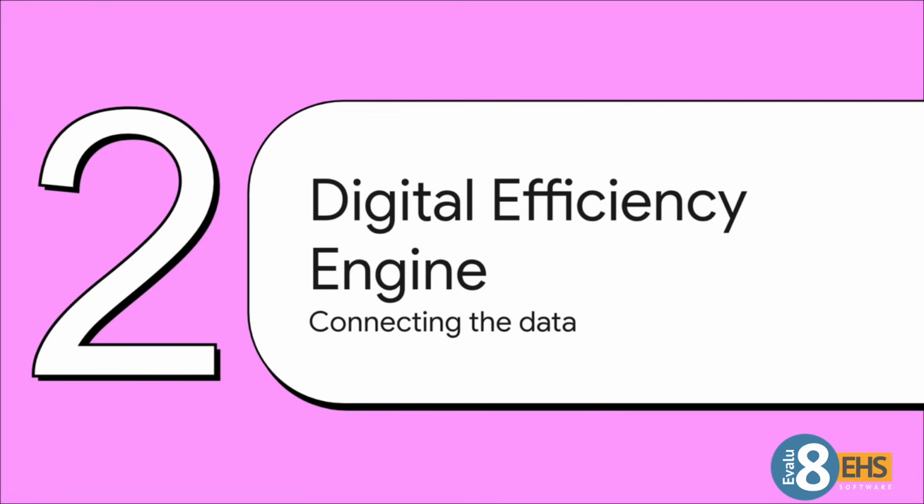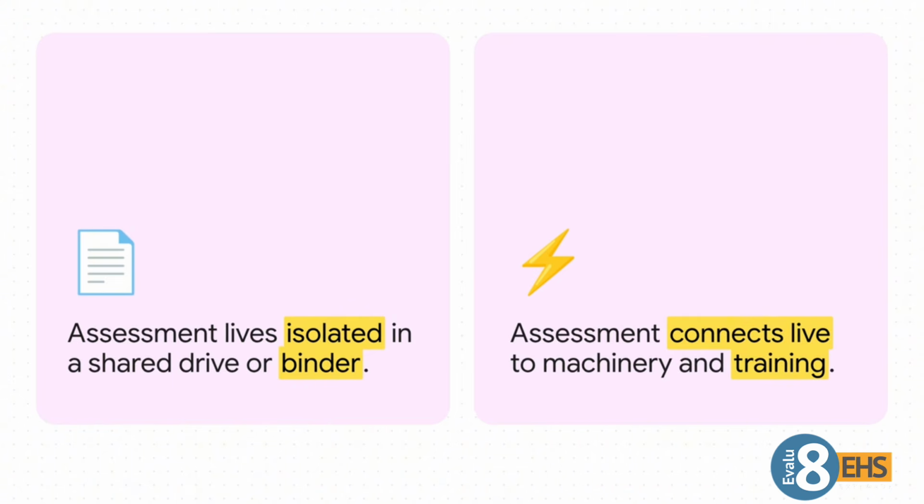Section 2, the digital efficiency engine, connecting the data. And this brilliantly illustrates the exact difference between these two worlds. In a static workflow, your assessment lives entirely isolated. It's stuck on a shared drive or shoved in a binder. But in a digital efficiency workflow, that assessment connects live to machinery records, maintenance logs, and employee training profiles. If a machine breaks down, the risk profile, the operator's actual competence record, and the corrective action are all looped together instantly. It's a complete game changer.